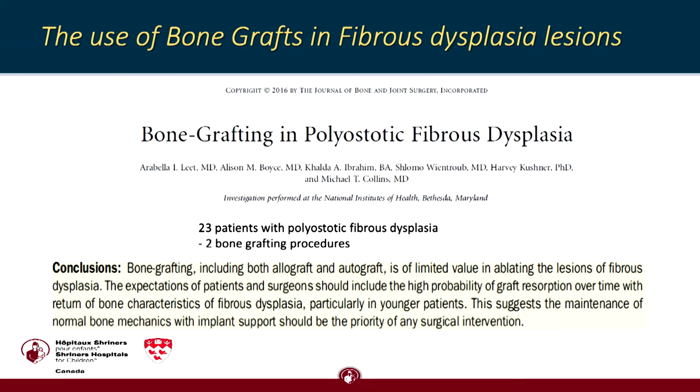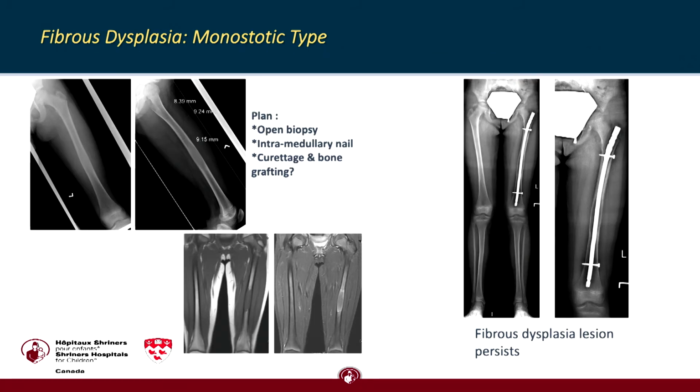That's the message you need to learn. Whatever kind of bone graft you use, autograft, allograft, cortical or cancellous, they will not work. They will resorb with time. This is an example of a case that was treated with a nail, fibrous dysplasia of the femoral shaft, and you can see that the lesion still persists.